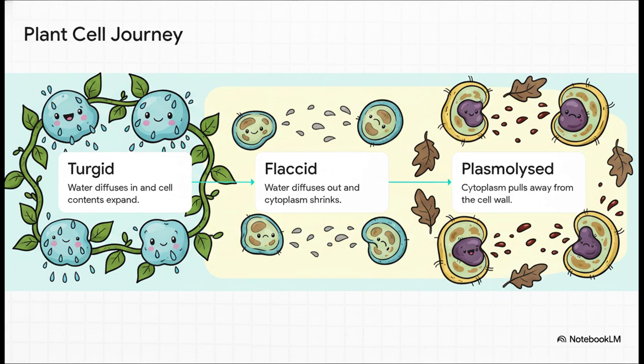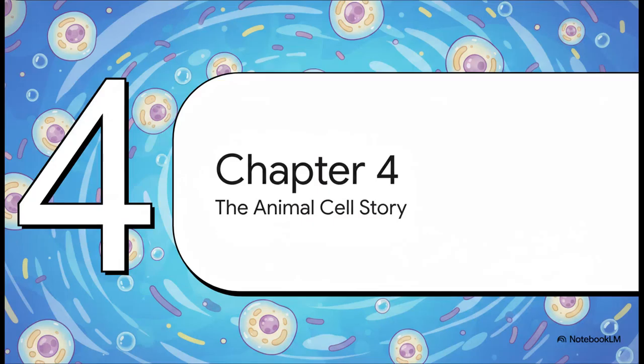First up, when you put it in a solution with a higher water potential, meaning there's way more free water outside the cell, water diffuses inward. The contents expand against the wall, reaching a firm state we call turgid. But if the cell is placed in a solution of lower water potential, the water diffuses out. The cytoplasm shrinks, and the cell gets soft, or flaccid. Finally, in extreme conditions where too much water leaves, the cytoplasm completely pulls away from the cell wall, becoming what we call plasmolyzed.